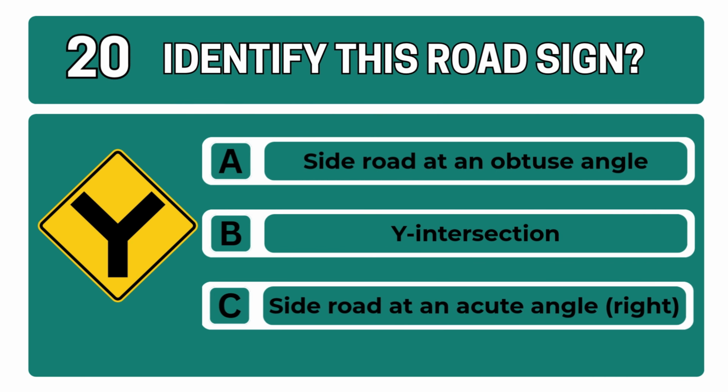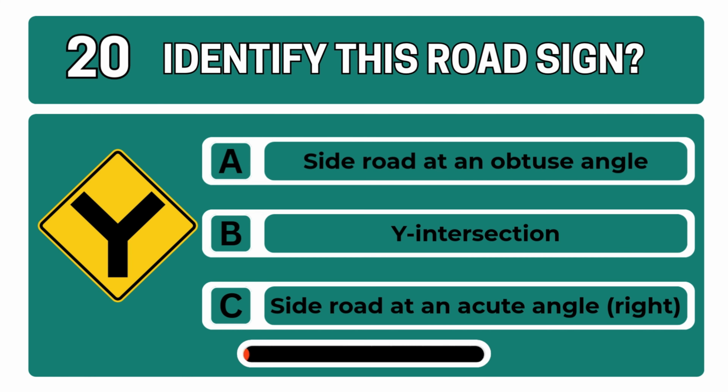Question 20. Identify this road sign. A. Side road at an obtuse angle. B. Y intersection. C. Side road at an acute angle, right.